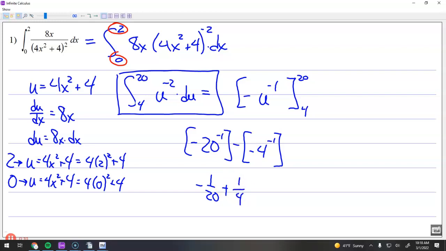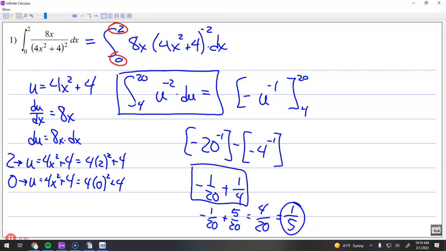And then you can stop there, really. That's just addition, right? So if I wanted to keep going, this would be negative 1/20th plus 5/20ths, 4/20ths or 1/5. So it's multiple choice. You should do that. If you're at the gateway, you are allowed to stop there.